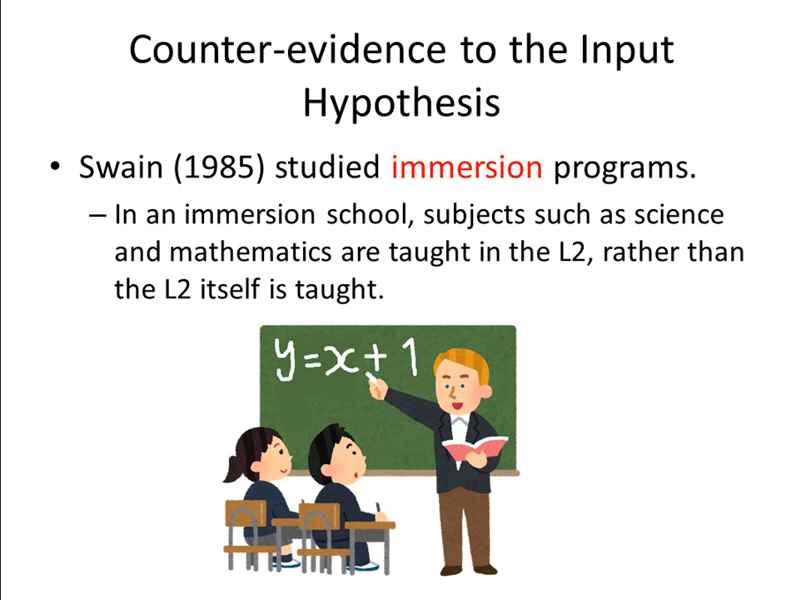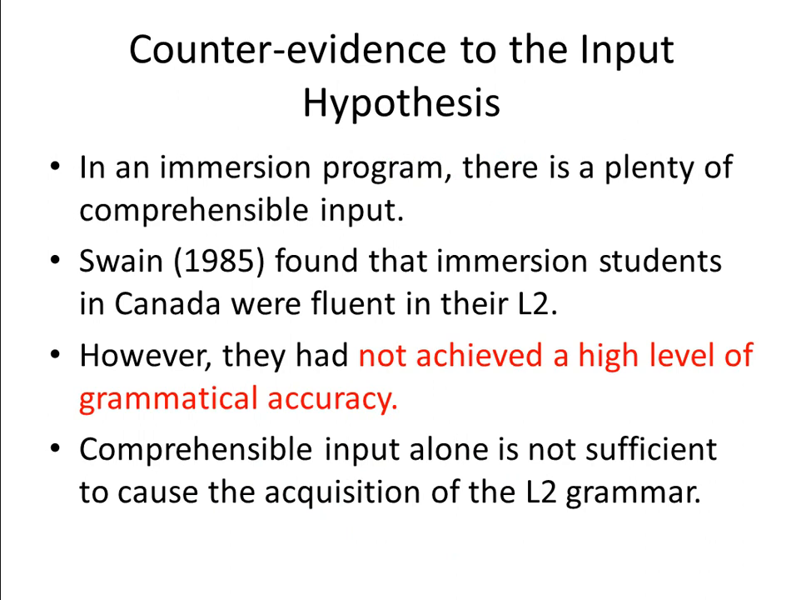So for example, let's say these are Japanese students and this is a native English speaking teacher. In a language class, this teacher would teach English, but in an immersion school, this teacher teaches subjects such as mathematics in English. And of course, English is a second language for these Japanese students. So these Japanese students learn mathematics in their L2. This is what immersion schools do. And in an immersion program, there is plenty of comprehensible input. And that's good, of course, according to the input hypothesis.